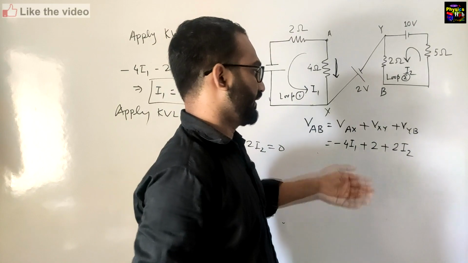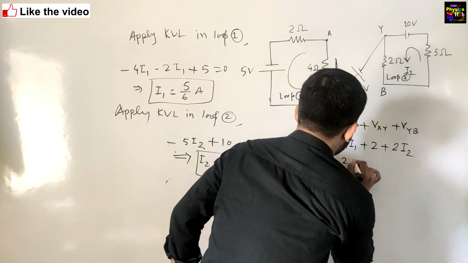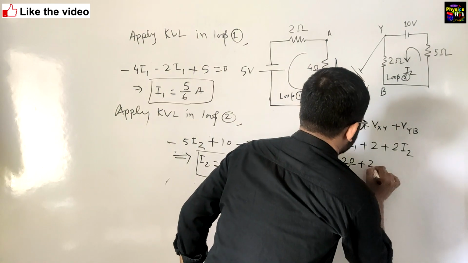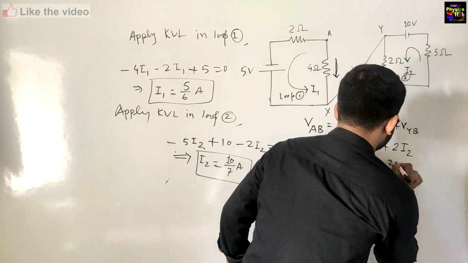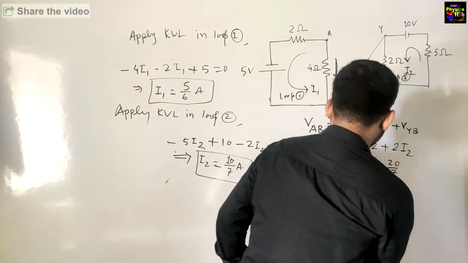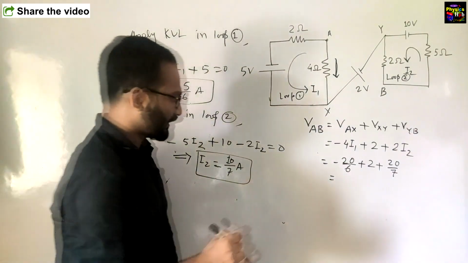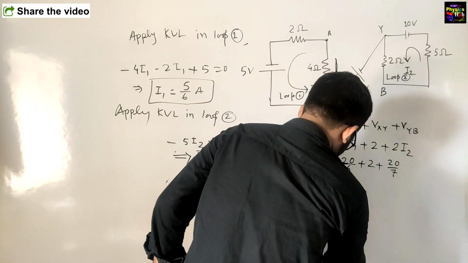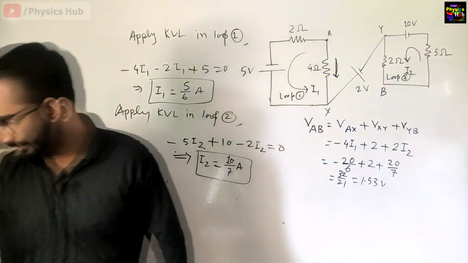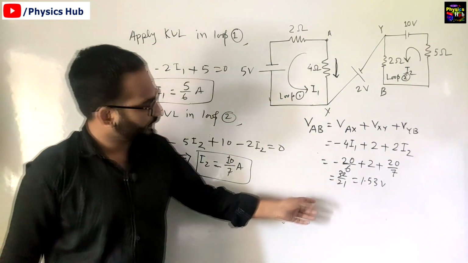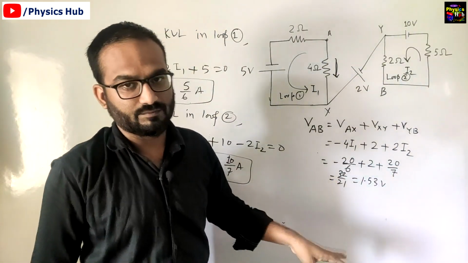That is why a minus sign has appeared in this expression, and this becomes minus 20/6 plus 2 plus 2 times I2, which is 20/7. If you calculate this, you will get a value of 32/21, which gives 1.53 volt. So the effective voltage between A and B is 1.53 volt.